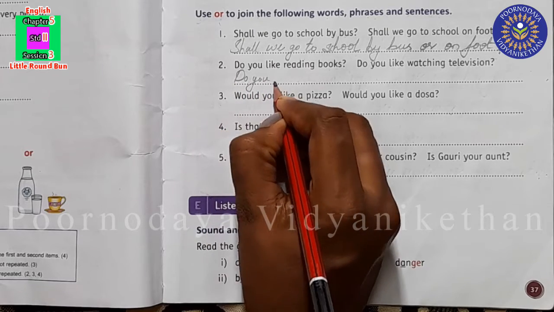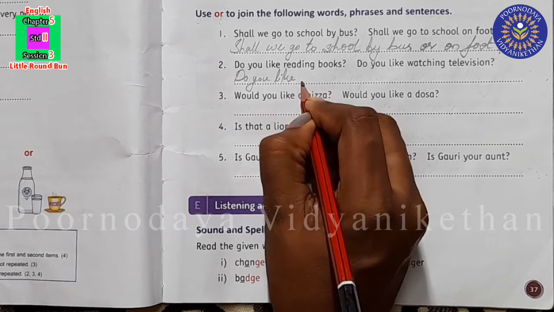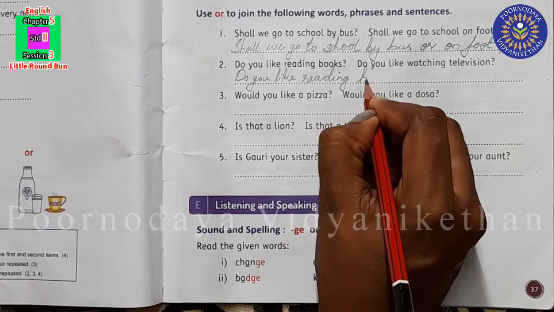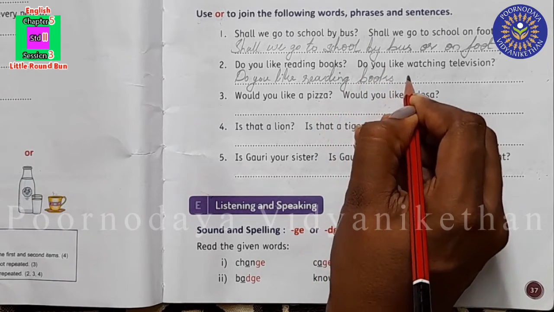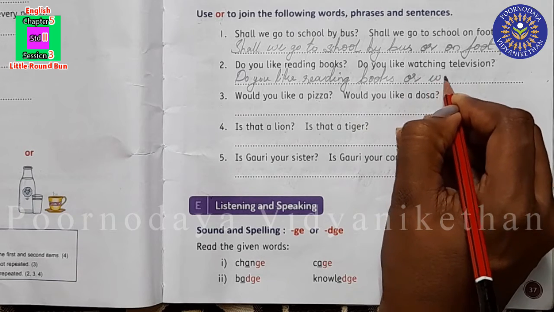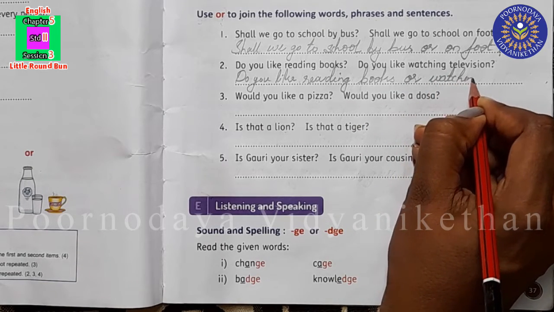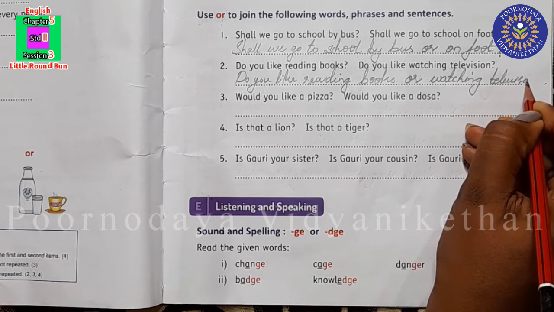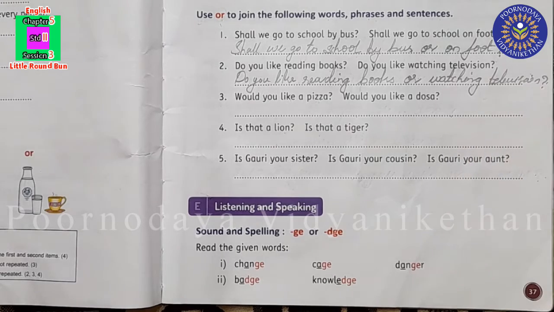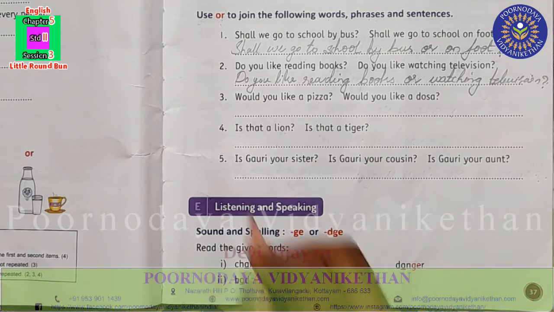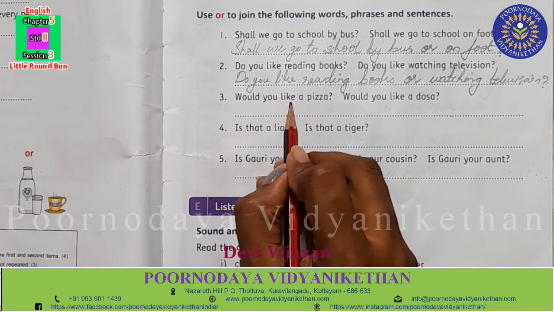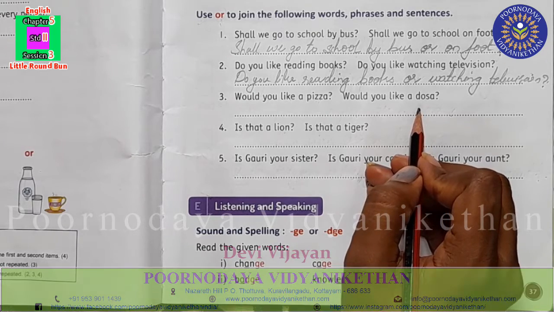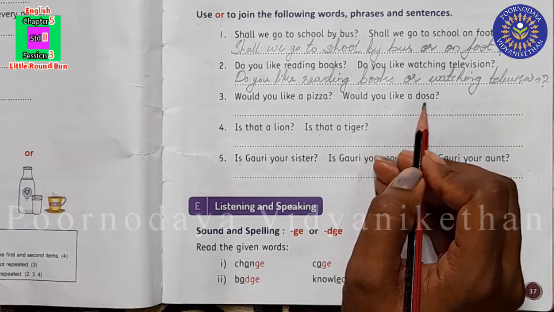Do you like reading books or watching television? Then a question mark. Now we are going to do the third one. Would you like a pizza? Would you like a dosa? So how can we join these two questions using or?